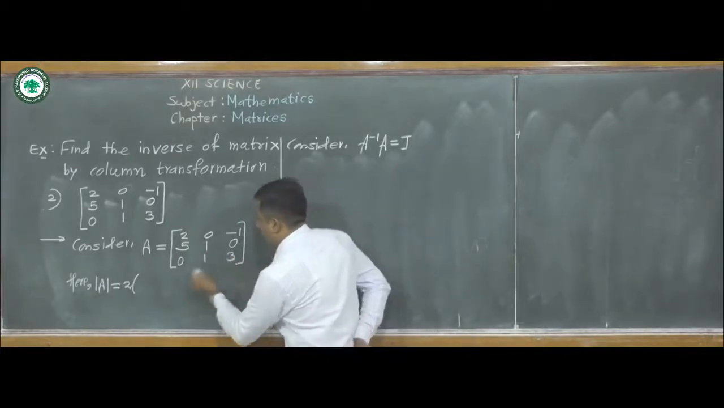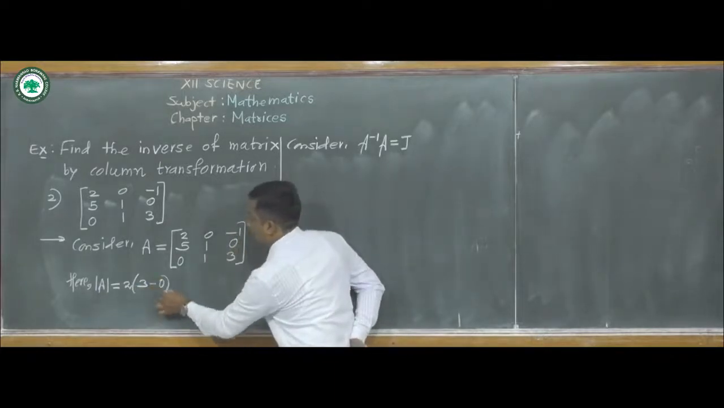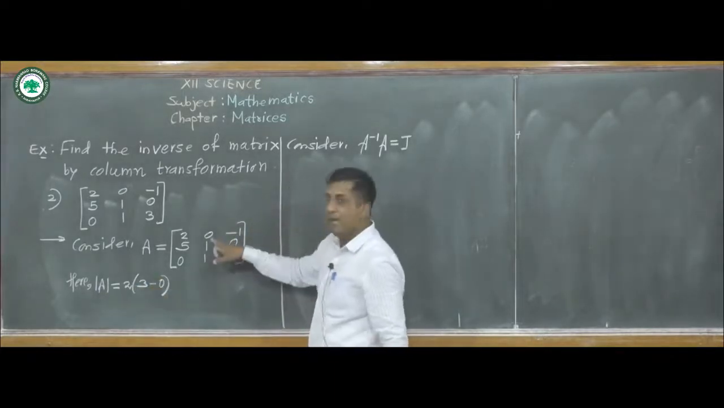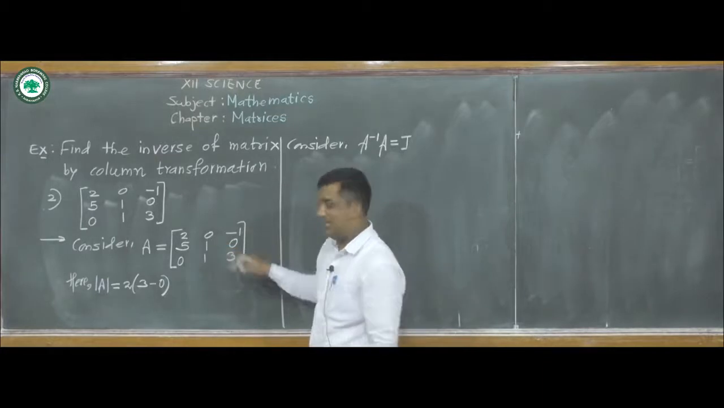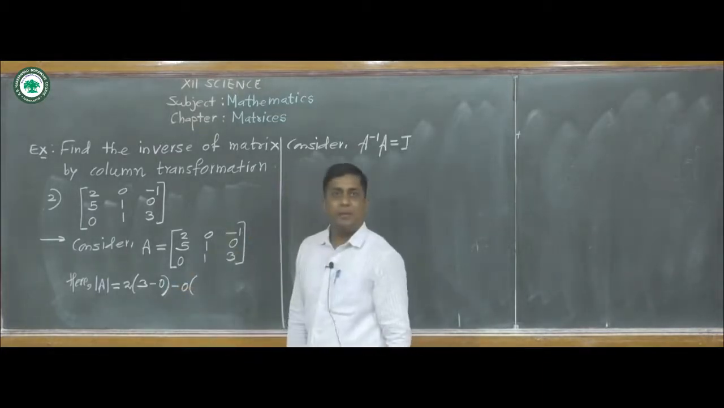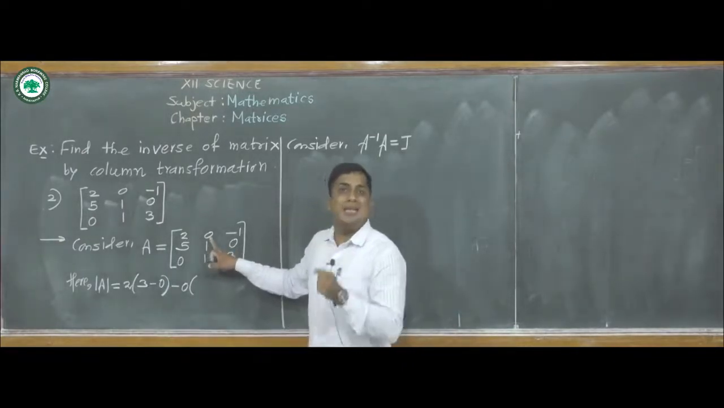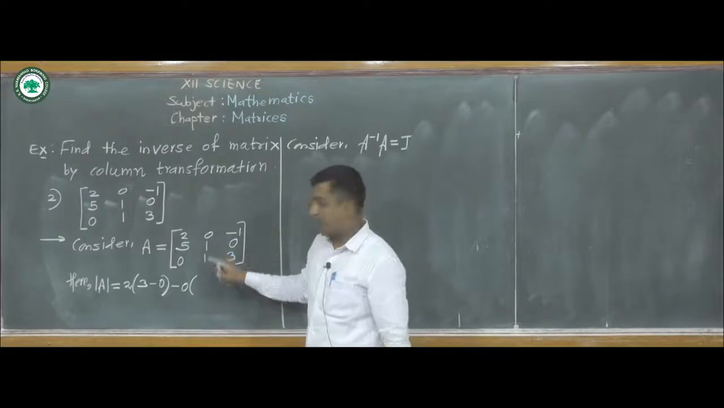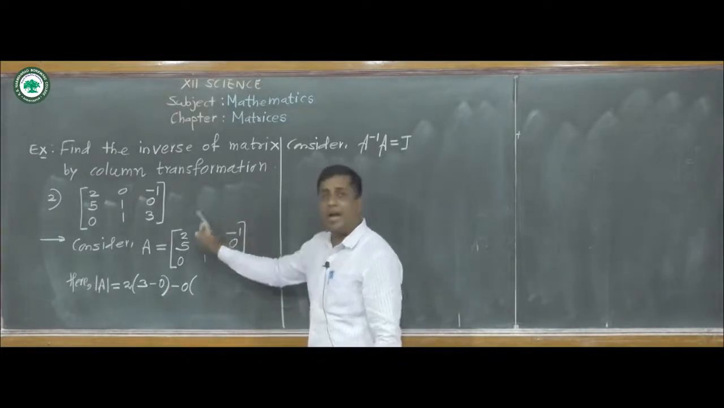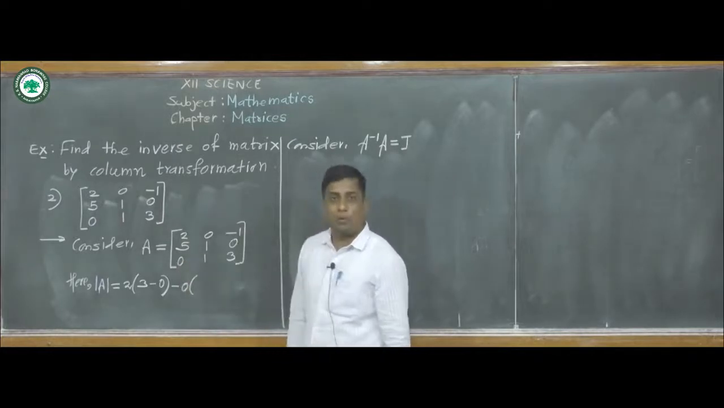Here 1 into 3 is 3, then 1 into 0 is 0. Then the second element from the first row is 0 with minus sign, 0 inside the bracket. Again this 0 is in the first row and second column, so we eliminate the first row and second column and consider the remaining elements for calculation.